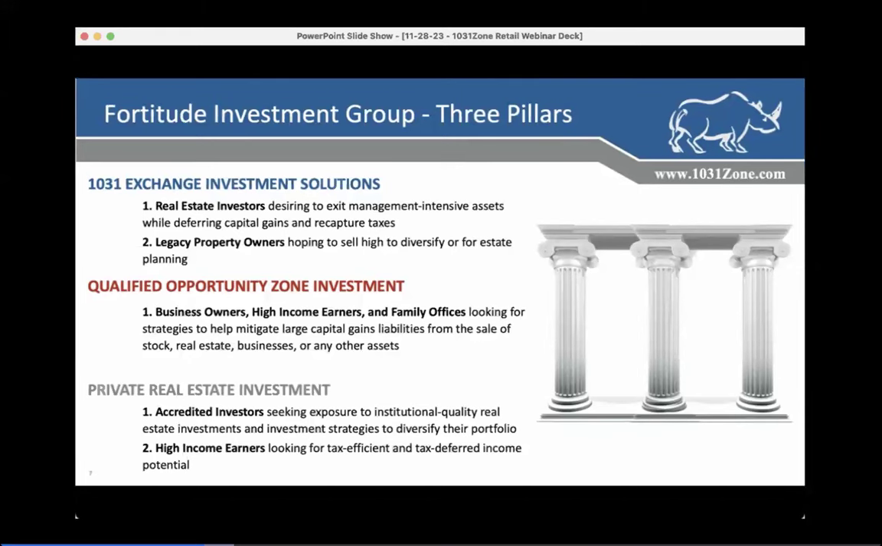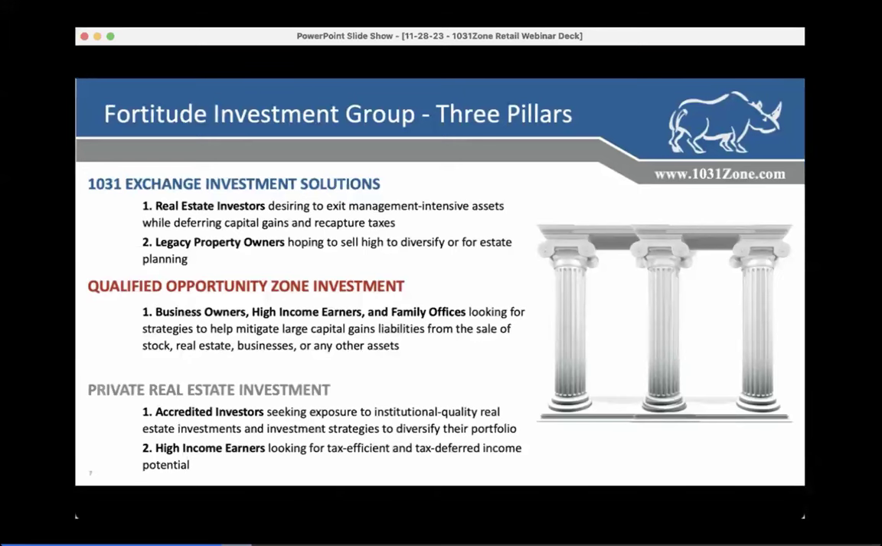And the last pillar of our business here is private real estate investments for accredited investors seeking exposure to high quality institutional grade real estate development projects, also just sustained funds that we work with as well. And that could be using qualified funds, so IRA or 401k money, retirement money, or just cash. And that is for high income earners and qualified accredited investors. Guys, all the different investments that we always handle are going to always be for accredited investors only.